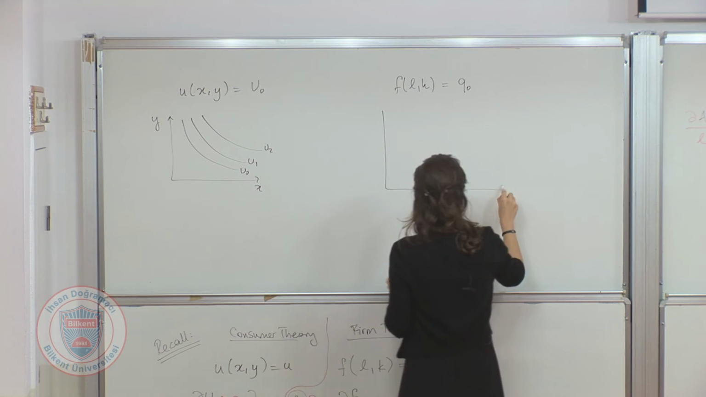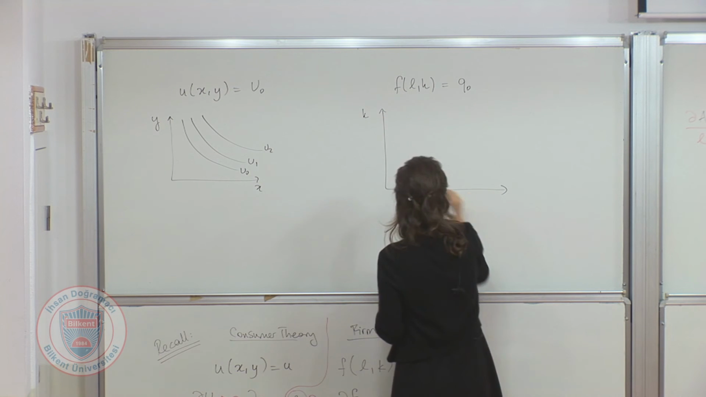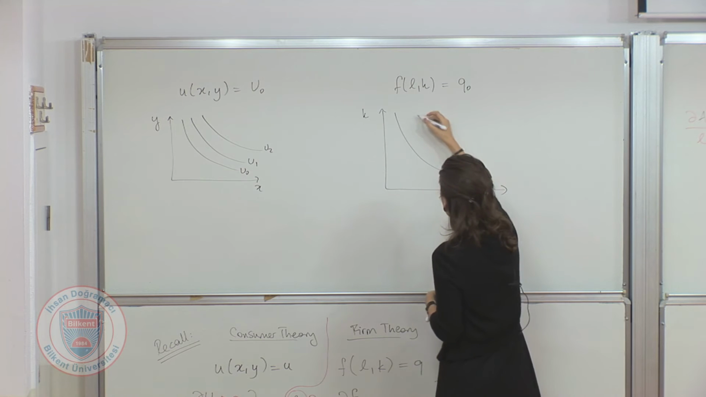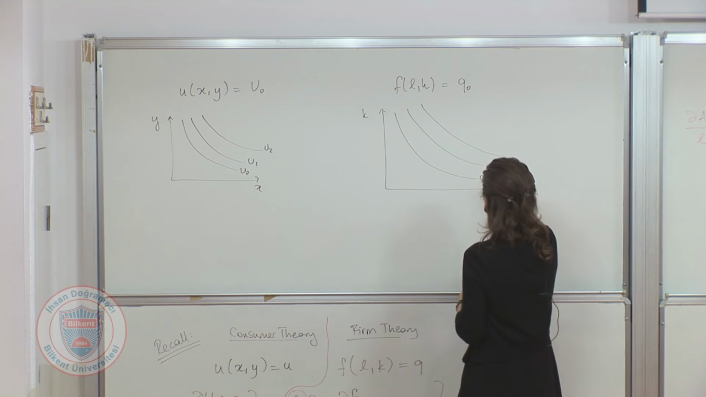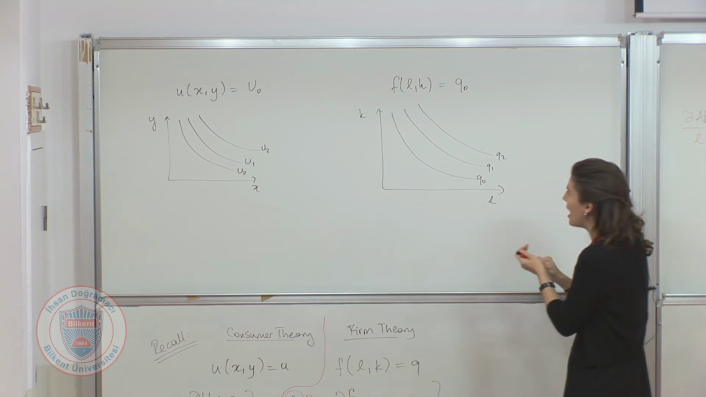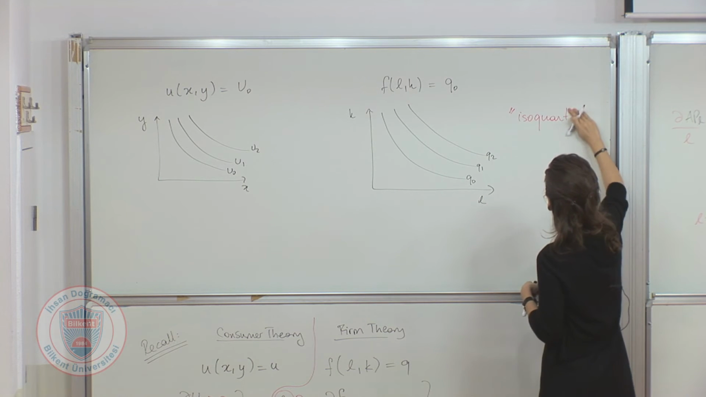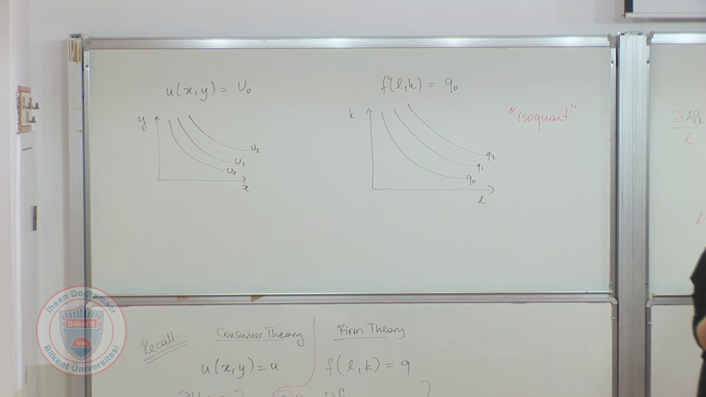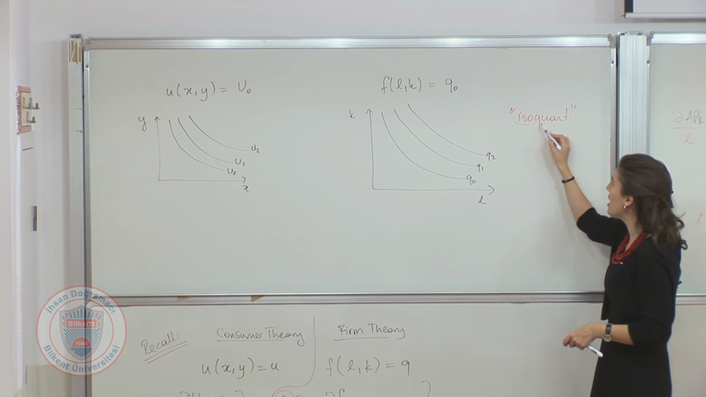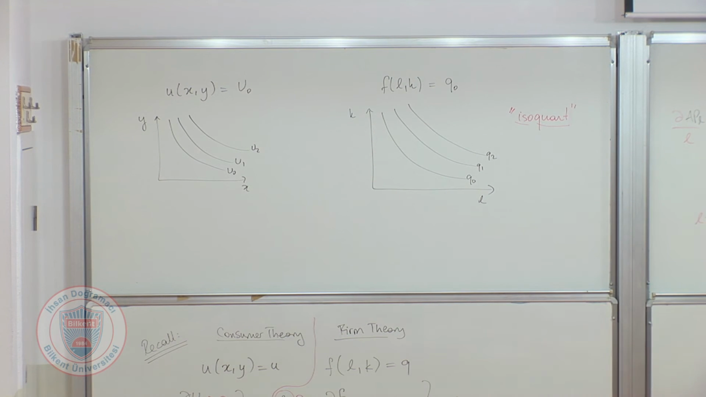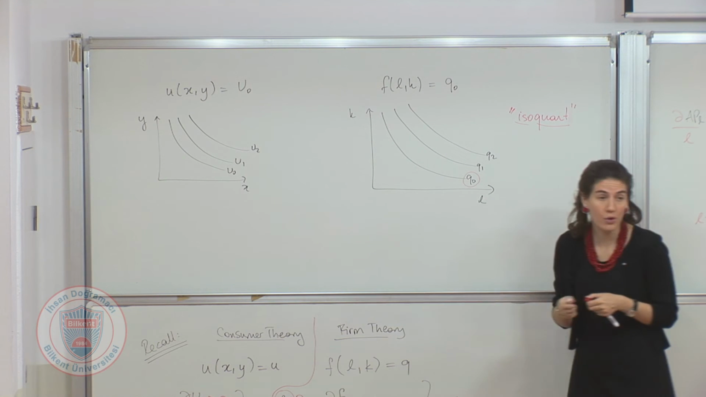Here, let's put capital here, let's put labor here. Again, we're going to have these sort of curves, and these guys would be called isoquants. Iso means equal, right? And quant means quantity. So these are basically curves of the same quantity. It's showing all the combinations of capital and labor giving the same amount of production, okay?